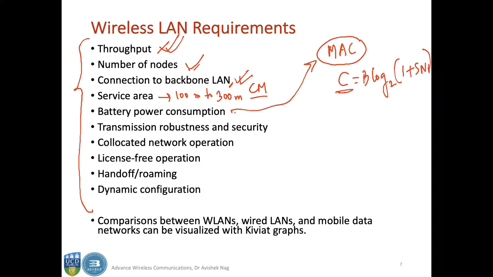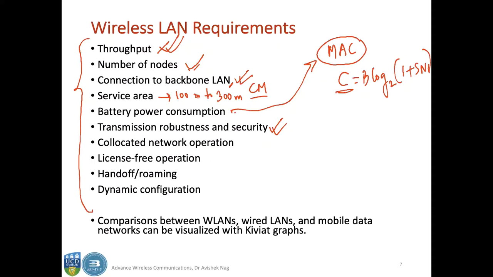Then comes handoff and roaming. This terminology, handoff and roaming, is borrowed again from cellular mobile phone technology. So handoff is more applicable to mobile users. When you are moving, you should still stay connected constantly. So your signal from your wireless device should be handed over from one base station to another one. In cellular networks, we talk about moving your signal from one base station to another. In your wireless LAN, your signal is moved from one control module to another one.